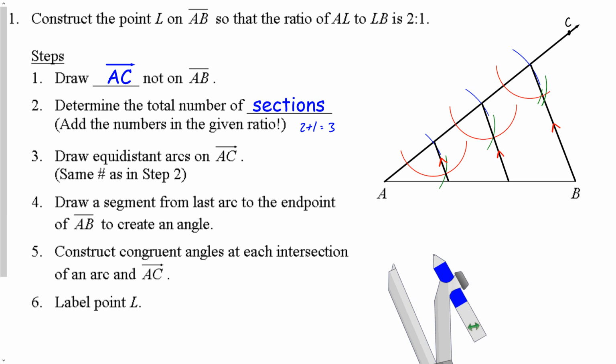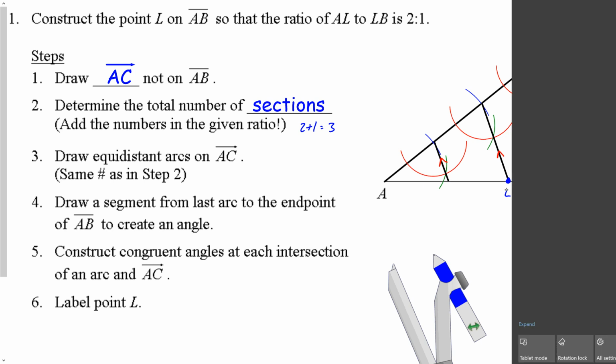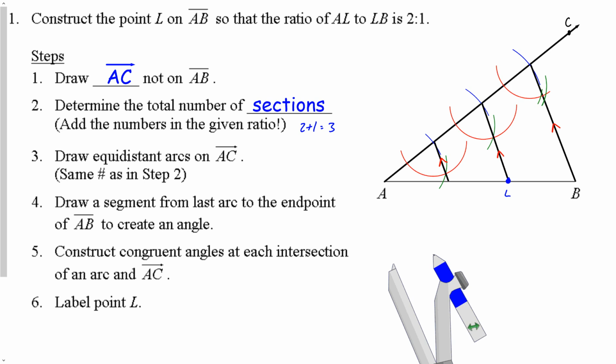Going back to the original problem, if the length of AL to the length of LB is supposed to be the ratio of 2 to 1, that means I have to go to the point where I have two sections from A to L and one section from L to B, and I put a point there and label it. I label that point L in this case because the problem says we are using that specific point.